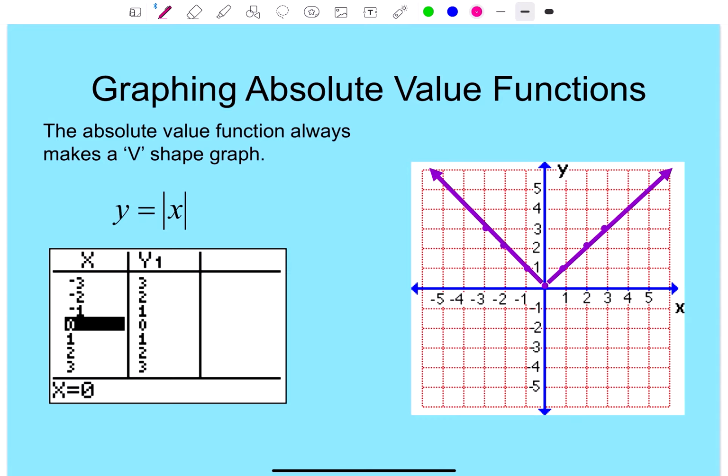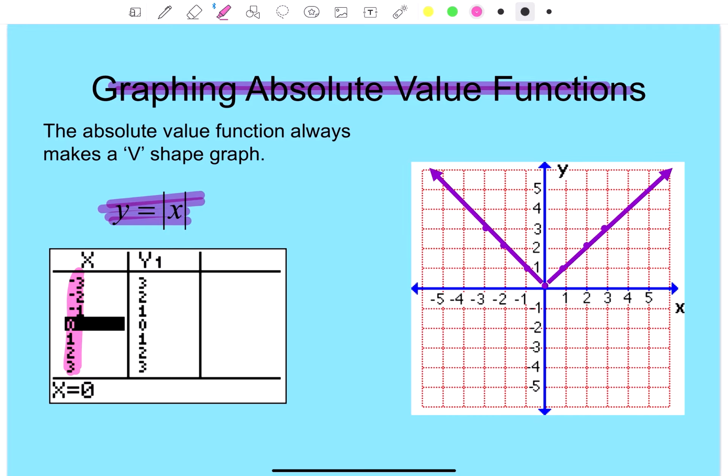Graphing absolute value functions. The absolute value function y equals absolute value of x can be graphed by picking values of x and finding corresponding values of y. There is no restriction on the domain, so we are free to pick any x values we want. I'm going to pick the ones closer to the origin so that I can get a good shape on my little graph I have here.